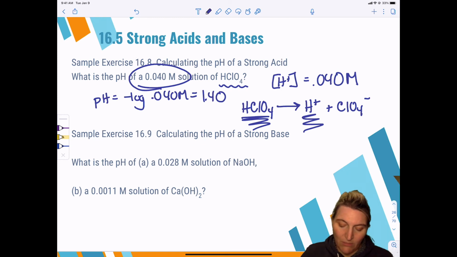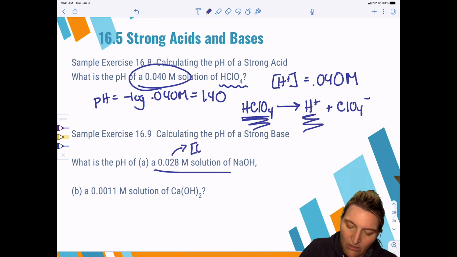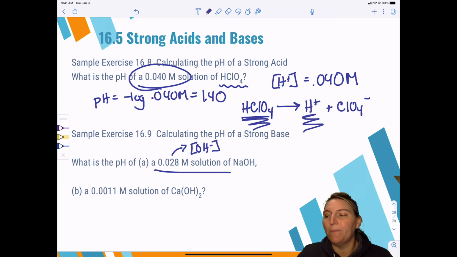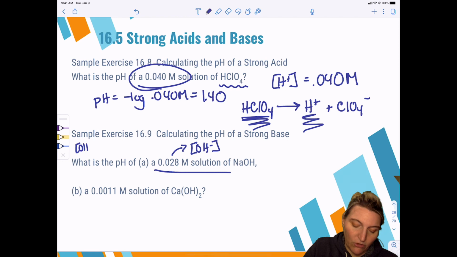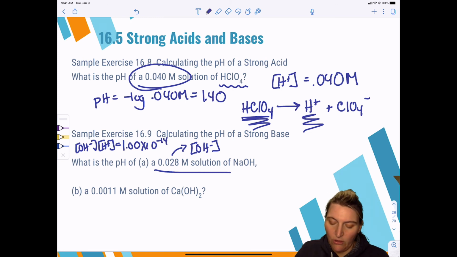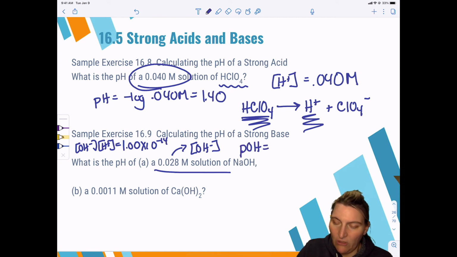The next question, what's the pH of a 0.028 molar NaOH solution? So I know that if that's an NaOH solution, this is the concentration of the OH minus. And usually how I do this is find the pOH and then do 14 minus that. It's just easier than using the concentration of OH minus times the concentration of H plus equals the Kw, 1.00 times 10 to the negative 14, but no need. So I would just do negative log of 0.028. I get a pOH of 1.55 and then a pH of 12.45.